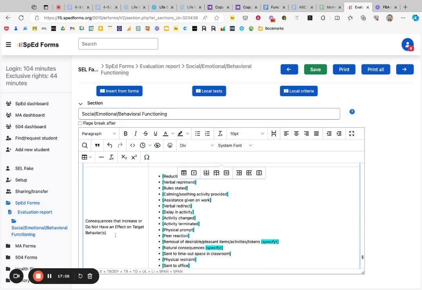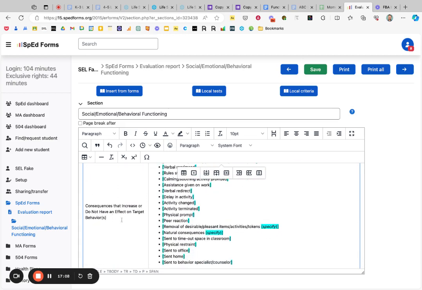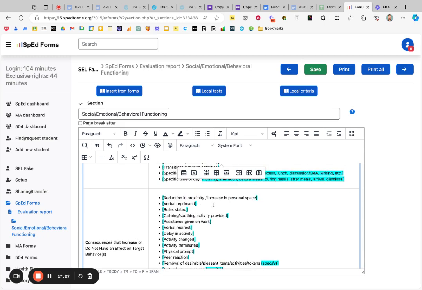Then consequences that increase or don't have an effect on the target behavior. So these are things that happen after they are having an outburst, or being off task, or swearing, things that happen after it that make that behavior more likely to occur again, or they don't have an effect at all. So, if they're having an emotional behavioral outburst, and the adults back away, or restate the rules, that just amps things up. So that's just an example. So we remove, again, things that aren't relevant.